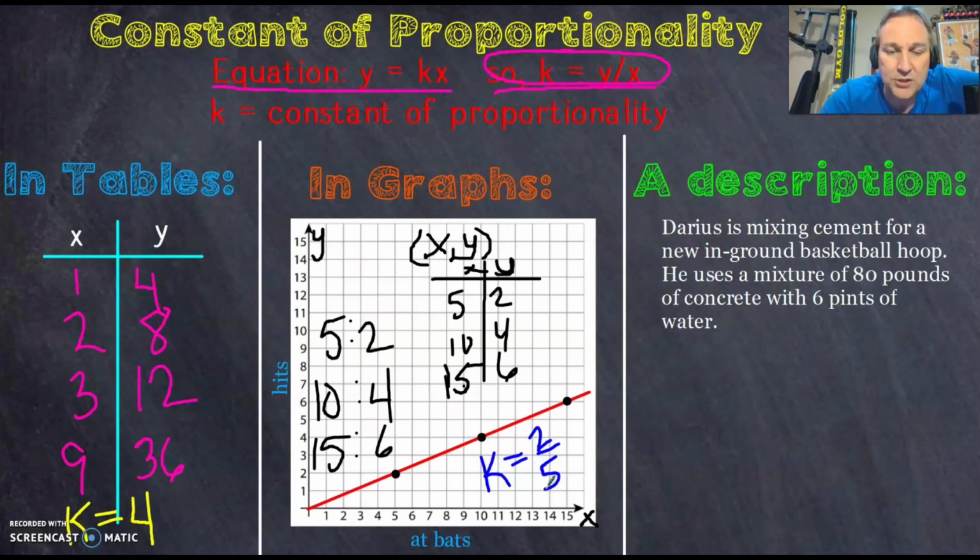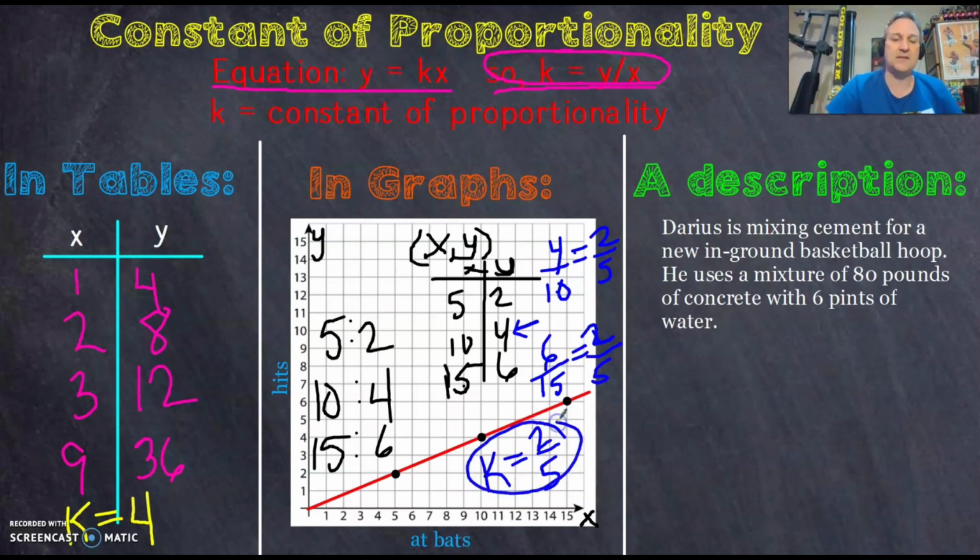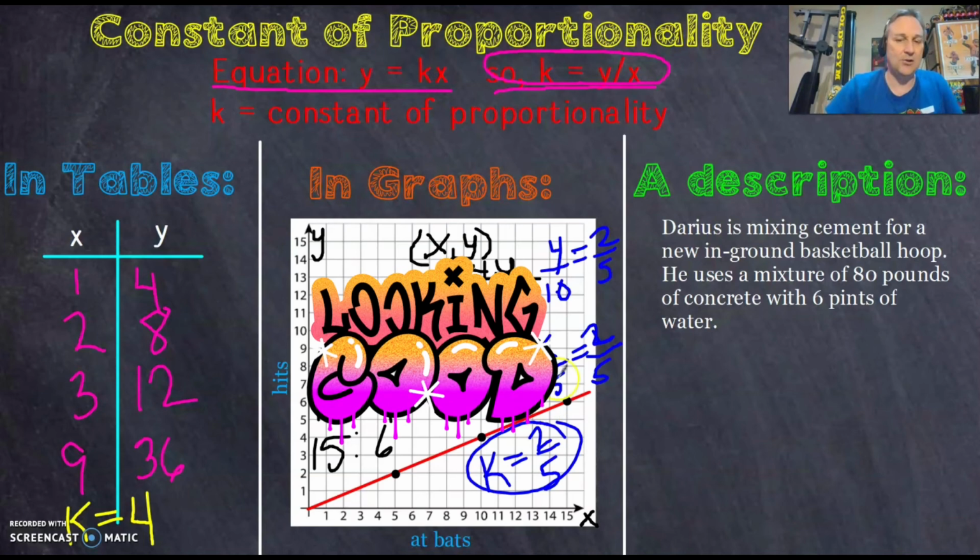Only if these are proportional. Does 4 divided by 10 right here equal 2/5? Yes. 4 divided by 10 equals 2/5, because we can simplify it. 6 divided by 15, if we divide those both by 3, I get 2/5, right? So my constant of proportionality is 2/5. That's how you're going to do it in a graph.